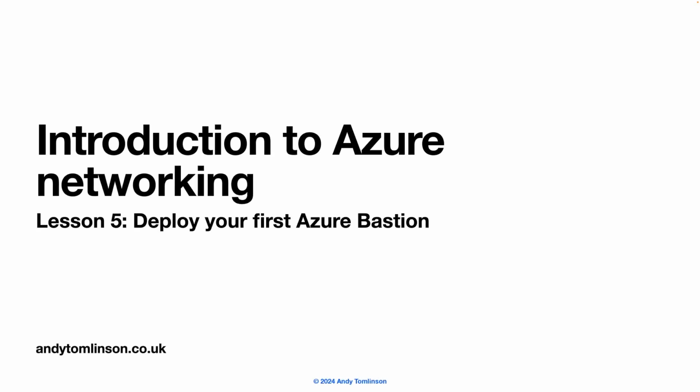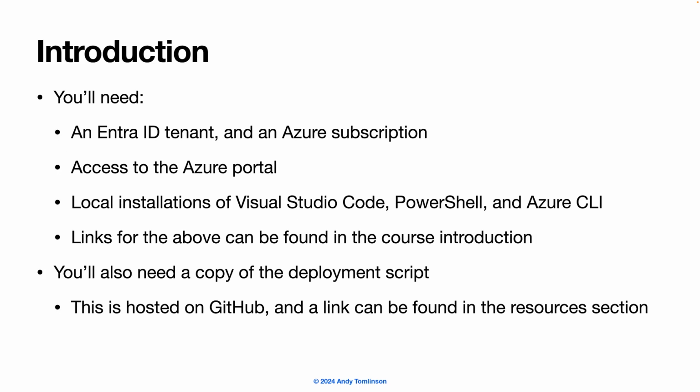This is Introduction to Azure Networking, and this is Lesson 5, where you'll deploy your first Azure Bastion. By way of introduction, just a quick recap that links to the prerequisites for the course can be found in the Introduction section, and links to the deployment scripts, which are hosted on GitHub, can be found in the Resources section.